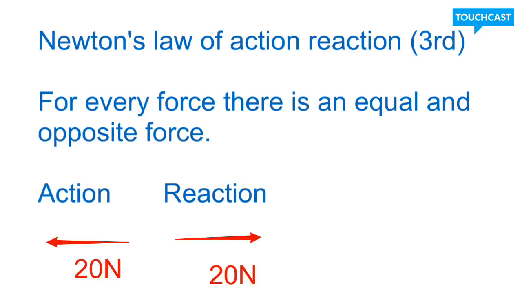Today we're going to be going over Newton's law of action-reaction. Basically what it states is for every force you will have an equal and opposite force. What this means is if you push in one direction, the same amount of force pushes back in the opposite direction. So like if you pushed against a wall with, let's say, 20 newtons, the reaction would be that the wall would push back with the same amount of force in the opposite direction.